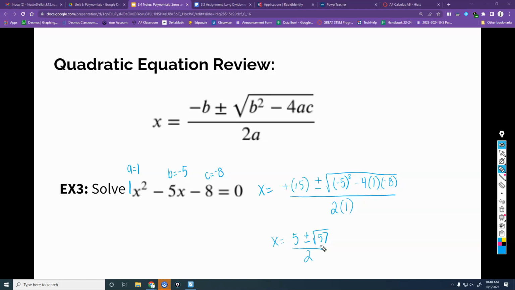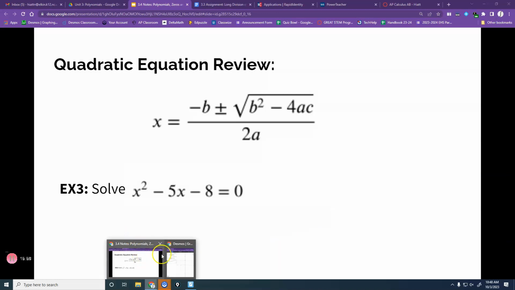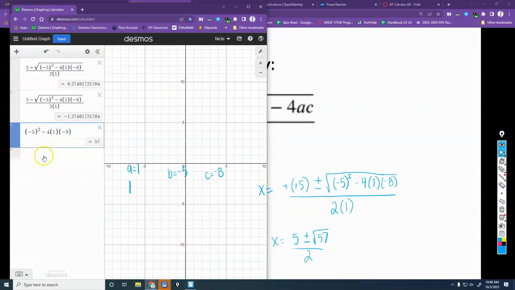A lot of times, that's what the answer is going to look like for your answer choices. Now, you could always take that answer choice and plug it into Desmos and see if it gives you the same thing, because if you do 5 plus square root of 57 and divide that all by 2, see how it gives you the same decimal as when you type the whole thing in? That will also work. Or you could do it with a minus, and it gives you the other answer.